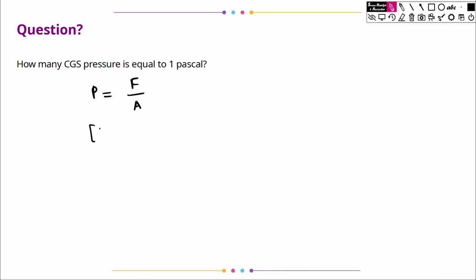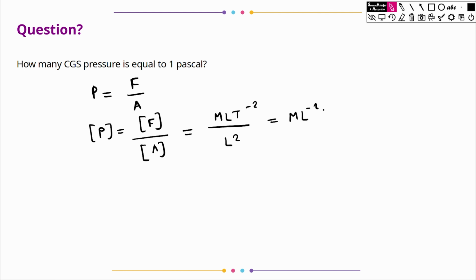So dimensionally we can write pressure is equal to, within second bracket, force divided by area. Now already we have learned force is MLT to the power minus 2 and area is length square. So this is ML to the power minus 1 T to the power minus 2.